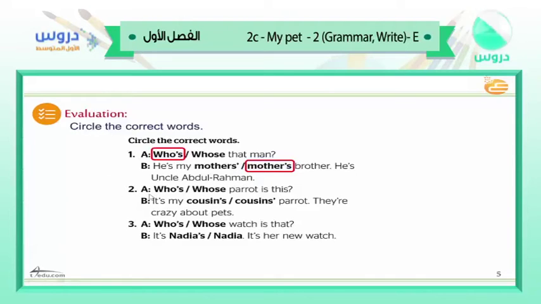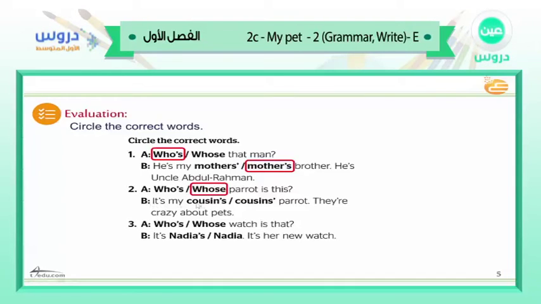Number two, A, whose parrot is this? So should we say who is parrot is this or whose? So I am asking about the parrot. Who does it belong to? Which one? Excellent, this one. Whose. Beautiful.